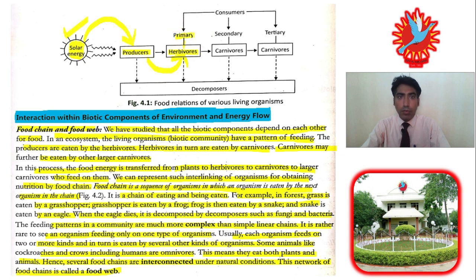These herbivores are called the primary consumers. They can be eaten by the secondary consumers, which are the carnivores, and secondary consumers can further be eaten by the tertiary consumers, which are the big carnivores. When any one of these dies, each of them is decomposed slowly by the decomposers, like fungi and bacteria. So this is the process of energy flow.